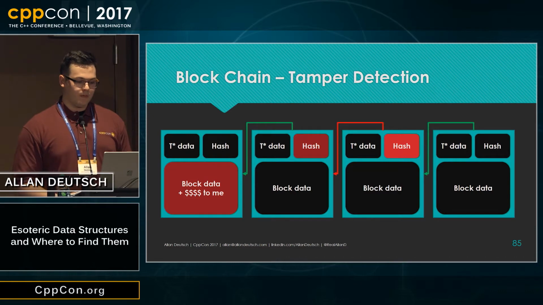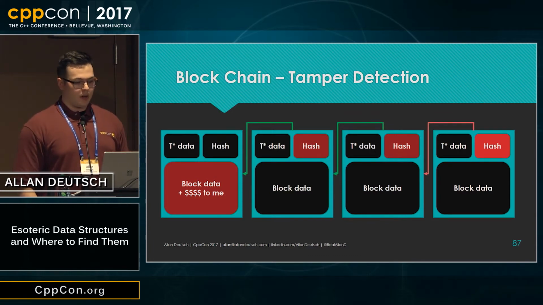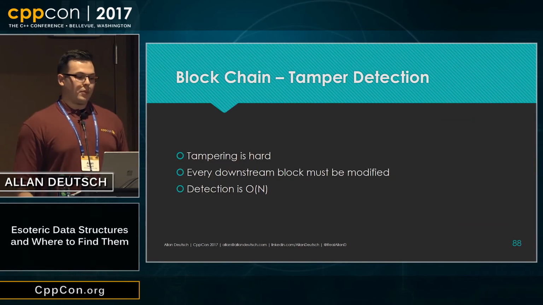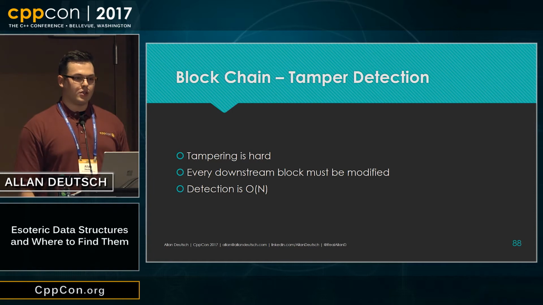So in order to fix this, they'd have to change the next hash as well. So let's say they do that, and they run into the same problem again with the newest item on the blockchain. Again, the hash is invalid, and it will no longer be an accurate representation of the previous block. So with blockchains, tampering is really hard, and every downstream block must be modified in order to have a successful attack. The downside of this is that detecting these attacks is an O(n) operation. You have to go through all of the entries in the blockchain after it in order to detect it correctly.